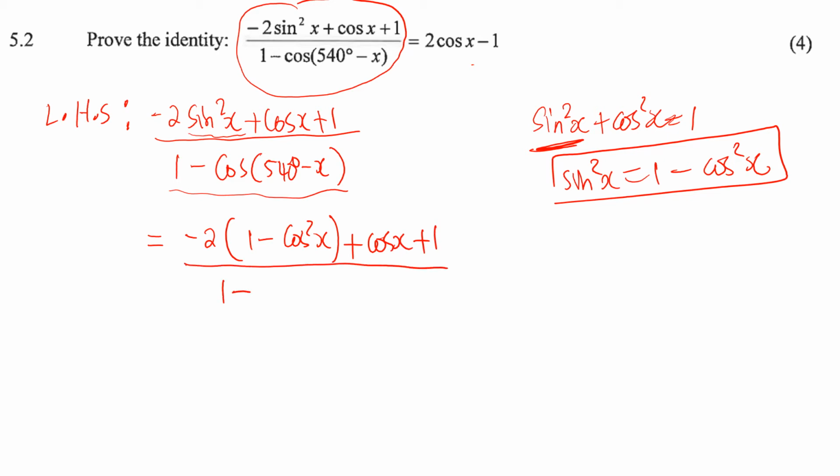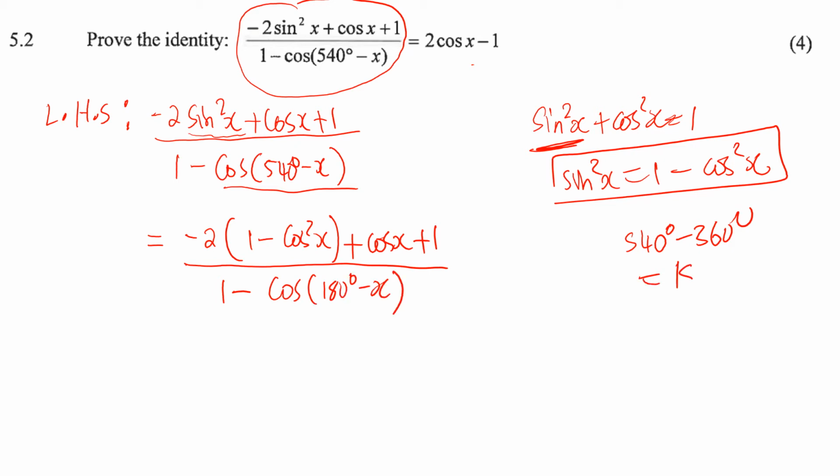How can we simplify this? We can actually reduce this one, right? They have given you an angle of 540 degrees. So if you have an angle of more than 360 degrees, from that angle you subtract 360 degrees until you get an angle that is less than or equal to 360 degrees. So we're going to do 540 minus 360 degrees. When we subtract 360 from 540, it's giving us what? 180 degrees minus x.